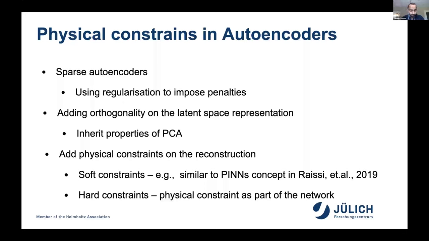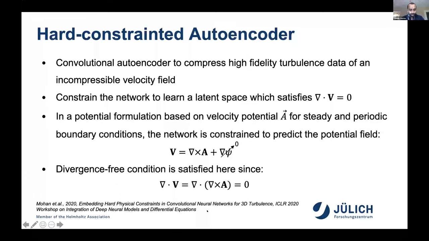And the other that we would be looking at now is the hard constraint. By hard constraint, it means that you are trying to constrain the network, trying to put this physical constraint within the network itself, so it's part of the neural network. This is a very interesting approach, actually, I saw from this paper, which came out very recently in 2020. The work is applied to high fidelity turbulence data for incompressible velocity fields. So basically they try to exploit the incompressibility, putting this incompressibility condition in the network, so they force the network to learn the latent representation which satisfies the divergence free condition.